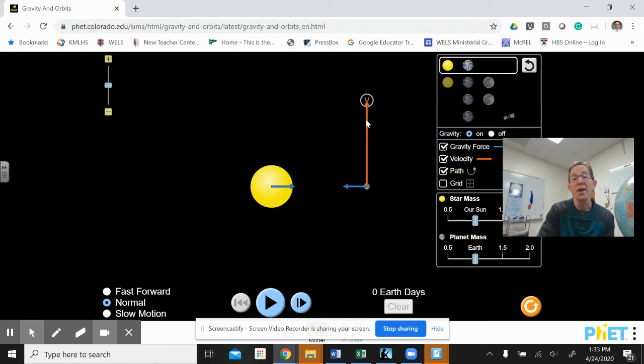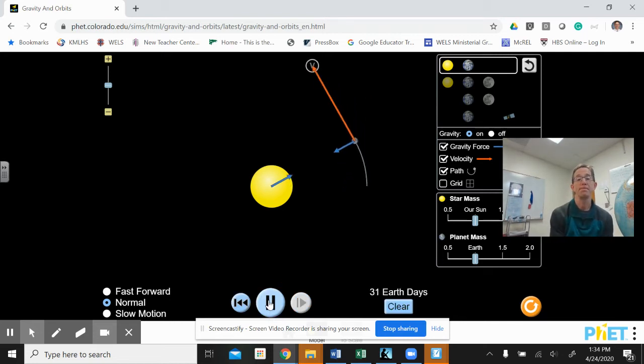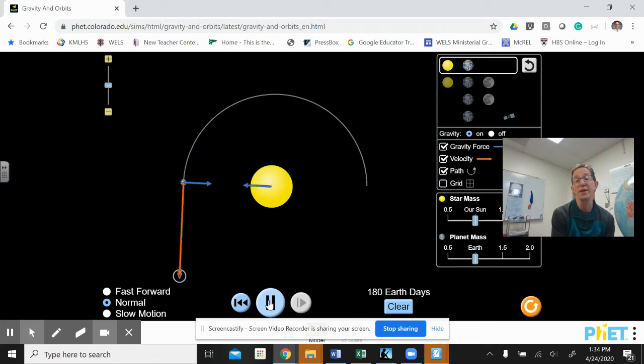like it wants to. The red arrow is representing the velocity that it wants to go. That's the inertia would have it go this way. But then there's going to be an unbalanced force, which is causing it to change that direction. What do you notice about the direction of the gravitational force?